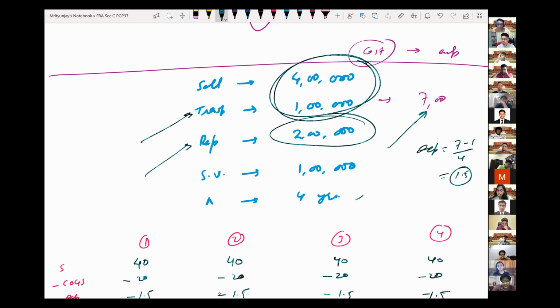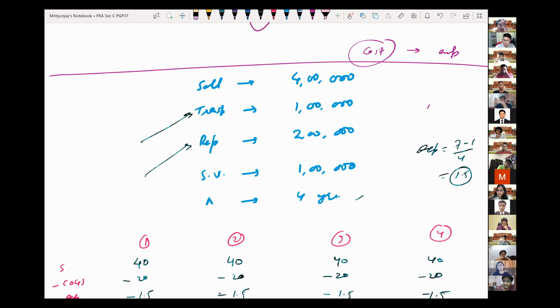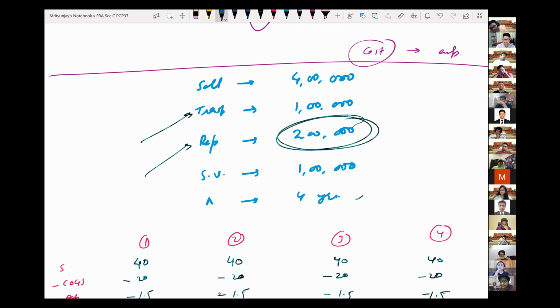Question समझ में आ गया? What am I trying to show here? That case 2, wherein you are saying that this 2 lakh is not capitalized, but rather it is shown as an expense. Then what are you going to do? You are going to say that my cost of the asset is only 5 lakh rupees.